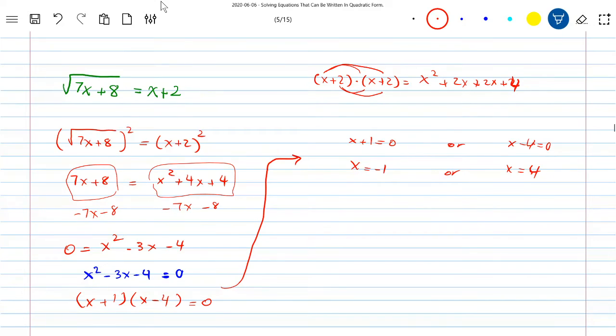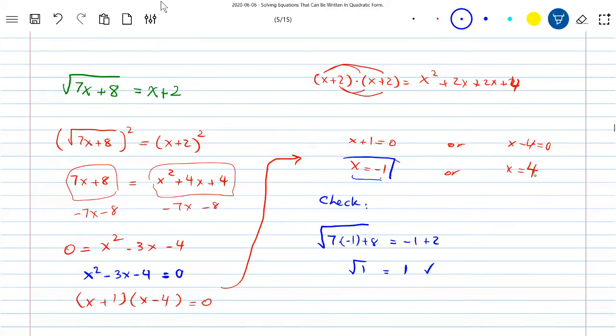Just because you have a negative number, you cannot say this negative does not belong to the solution set. Or if it's positive, it does not mean that positive number belongs to the solution set. You always have to check your solution. So let's try to check our solution. Let's try negative 1. I get the square root of 7 times negative 1, use parentheses, plus 8 equals negative 1 plus 2. 7 times negative 1 is negative 7, plus 8 is 1, so I have the square root of 1. The right hand side is negative 1 plus 2, which is 1. This is a true statement, so this is an acceptable solution.